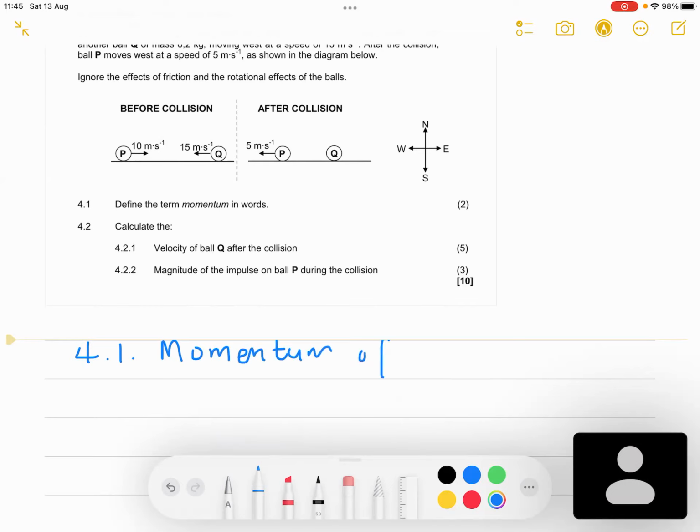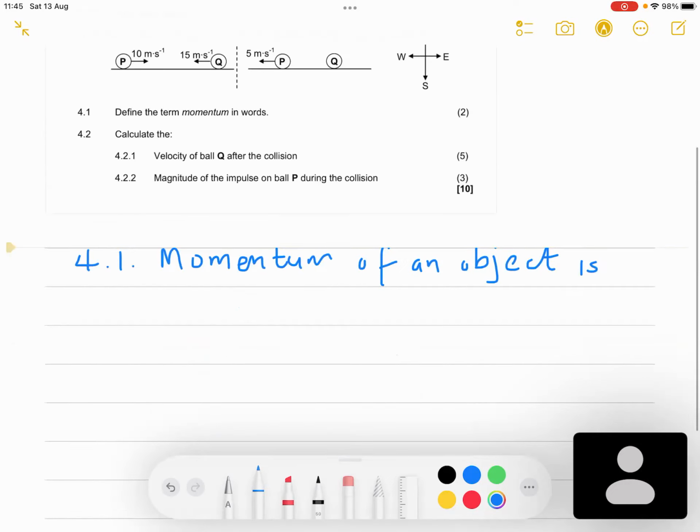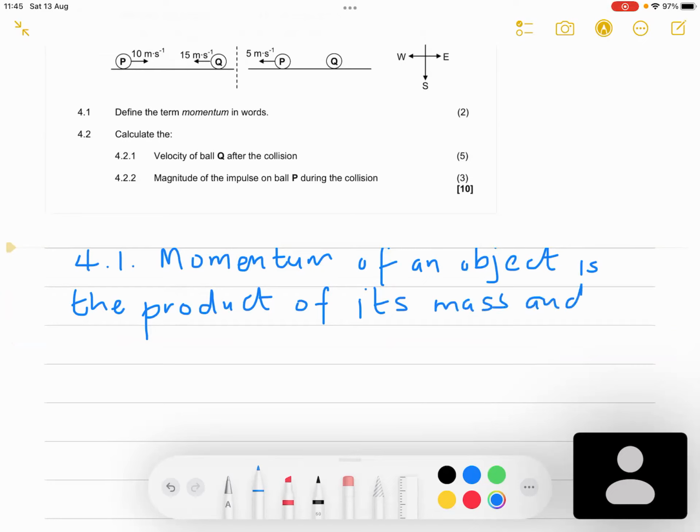So the momentum of an object is, I'm going to say, the product of its mass and velocity, because P is equal to mv. Or you could just write out the definition as we saw in the slide. It is a vector quantity, and so on, the whole story. Okay, so that is the first one. Momentum of an object is the product of its mass and velocity.